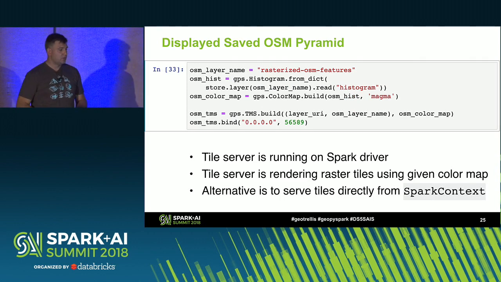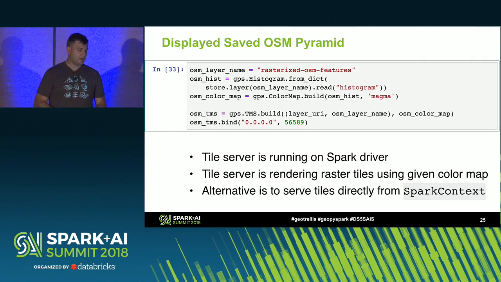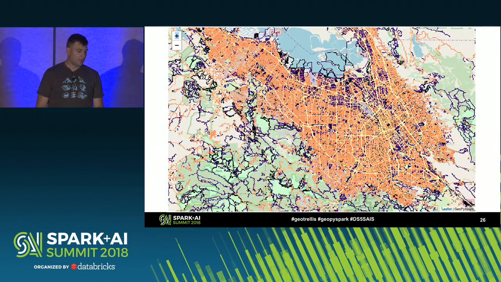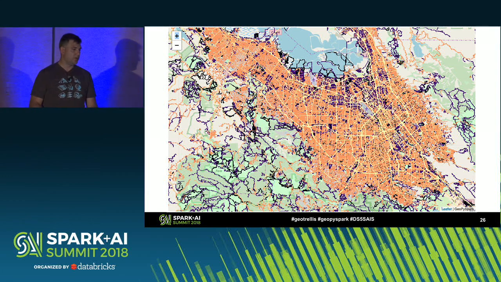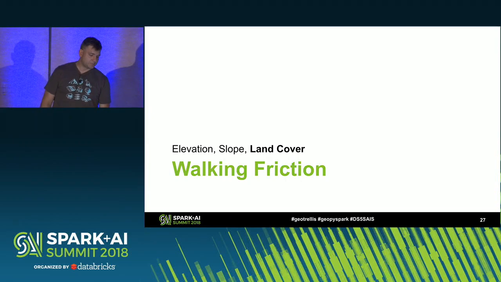All right, so now what can we do with that? We can make a tile server directly on the Spark driver and view the layer that we just saved. And it kind of looks like this. The resolution at zoom level 13 is not the best, but we see the road network, we see the major roads, the minor roads, the paths in the forests, the purple. So this looks about correct.